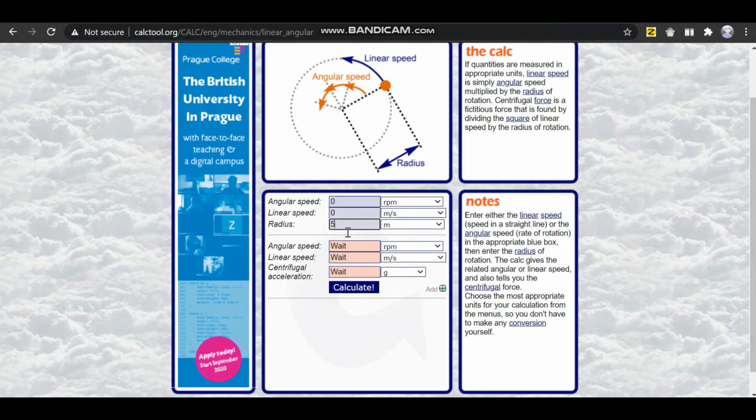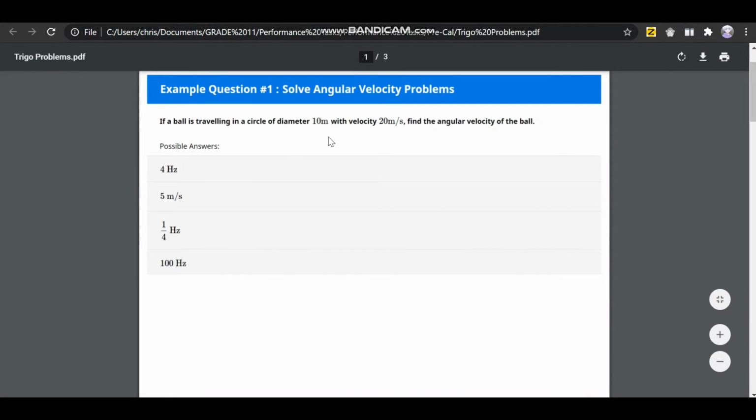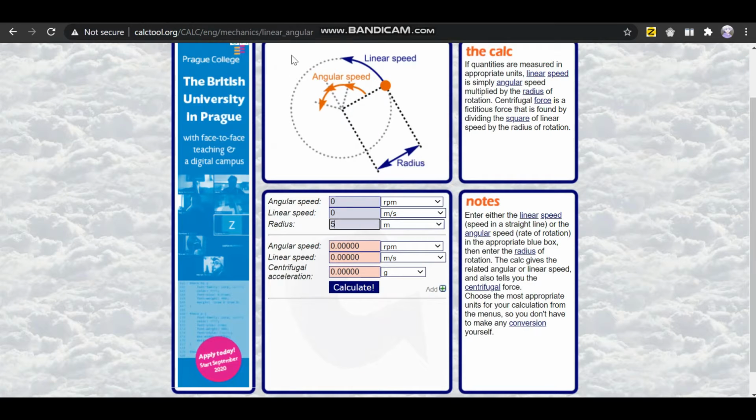5 meters, make sure the unit is correct. Then next, we have the velocity of 20 meters per second. Since it is in meters per second, it is a linear velocity. So let's put it here: 20 meters per second, and that's all our given.